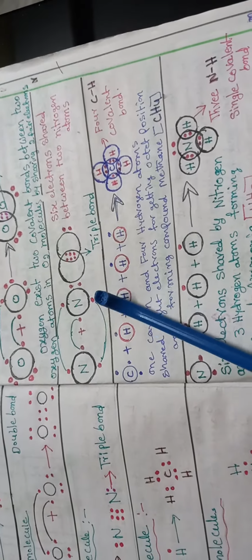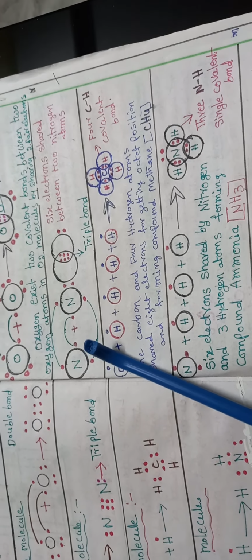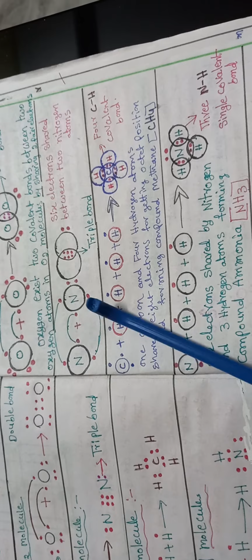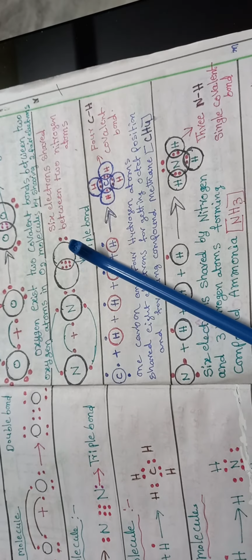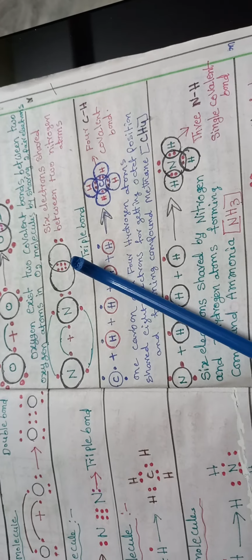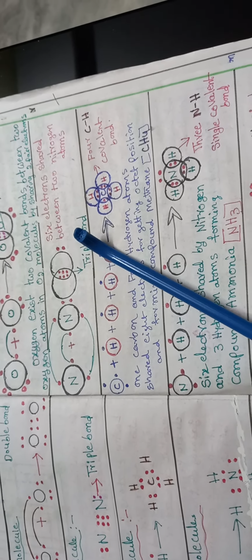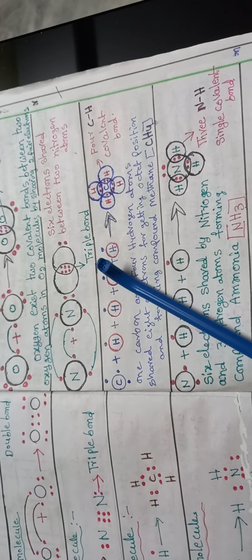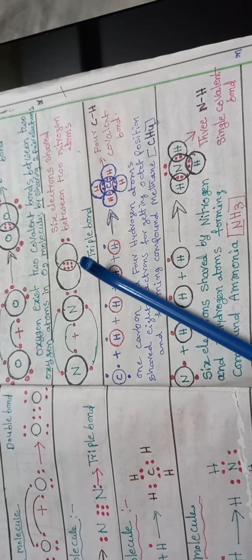So when valency electrons in both nitrogen atoms come together between two nitrogen atoms, sharing 6 electrons by two nitrogen atoms, they form a triple bond for getting stability.